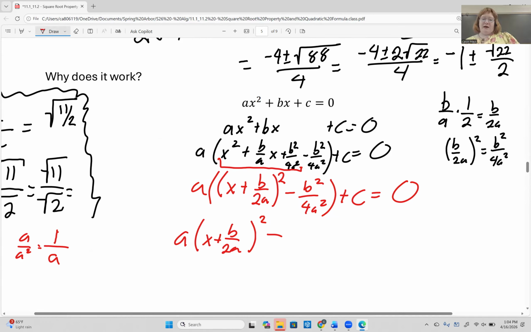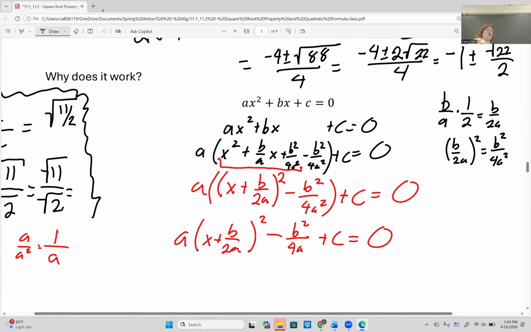So I'm going to use that to say that a times b squared over 4a squared is b squared over 4a plus c. This is still equal to 0. The next thing we always did, because we always had numbers at this point. We always had numbers all the way through. But these are like terms. They don't have any x's on them, so they're like terms, so we could add them together.